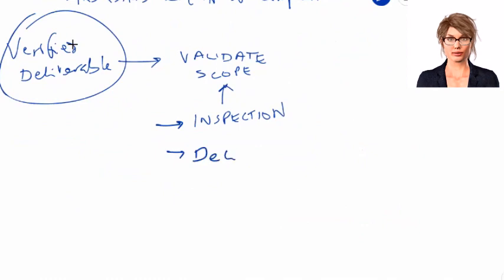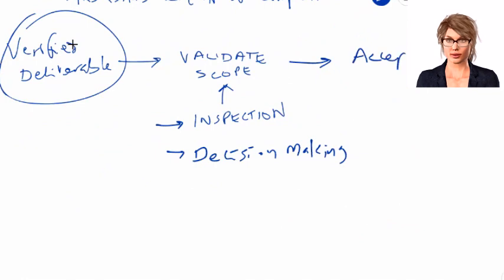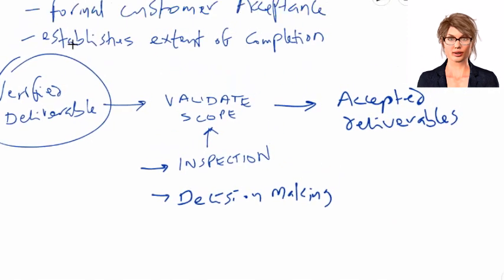Validate Scope outputs. Accepted deliverables. These are deliverables which have been accepted by the customer after inspection in the Validate Scope process, having met all accepted criteria with formal sign-off and approval by customer or sponsor. Formal acceptance documentation is needed to close out the project or phase. These accepted deliverables become a key input to the close project or phase process previously discussed in Chapter 4.